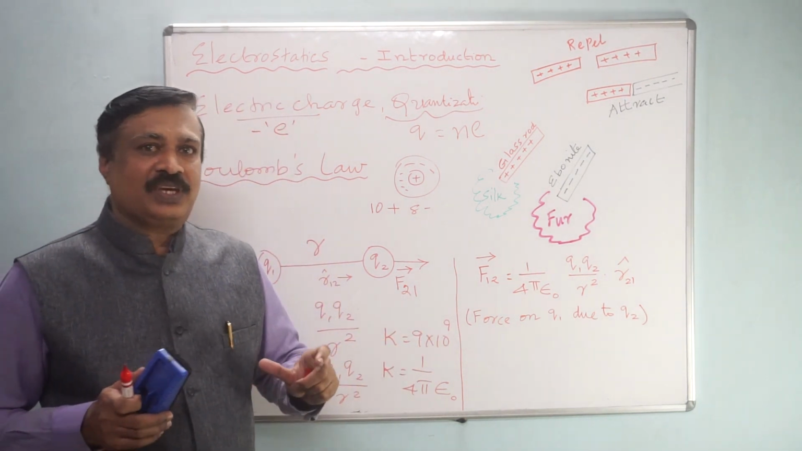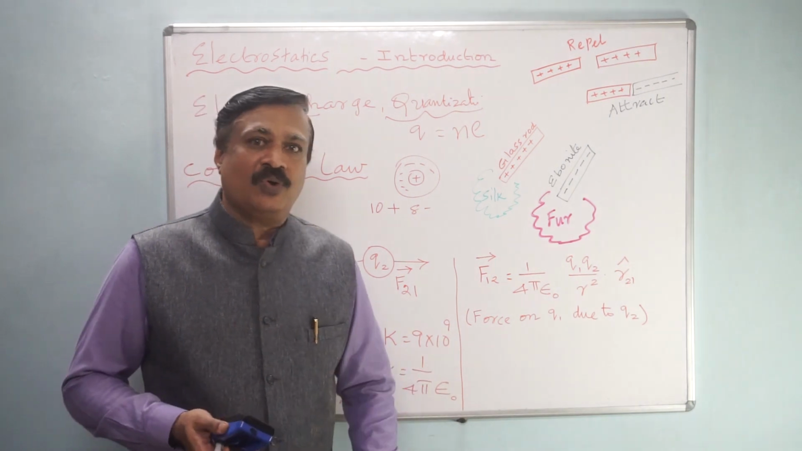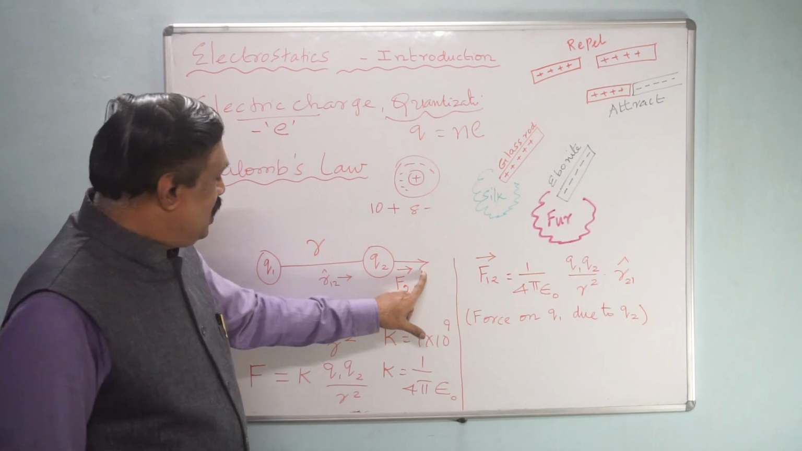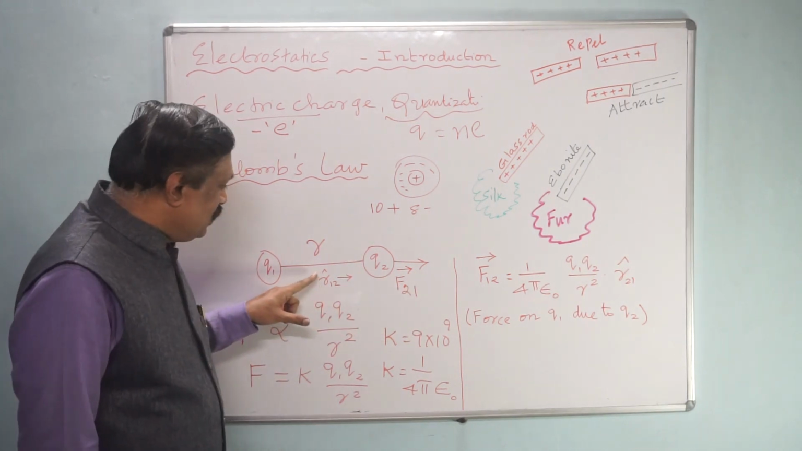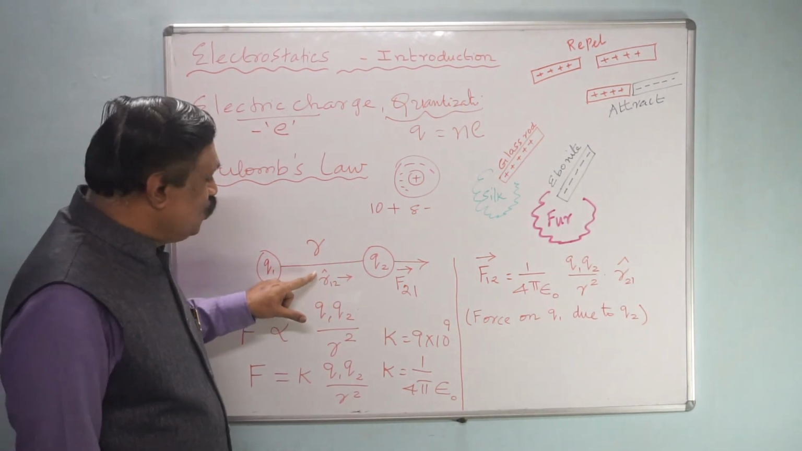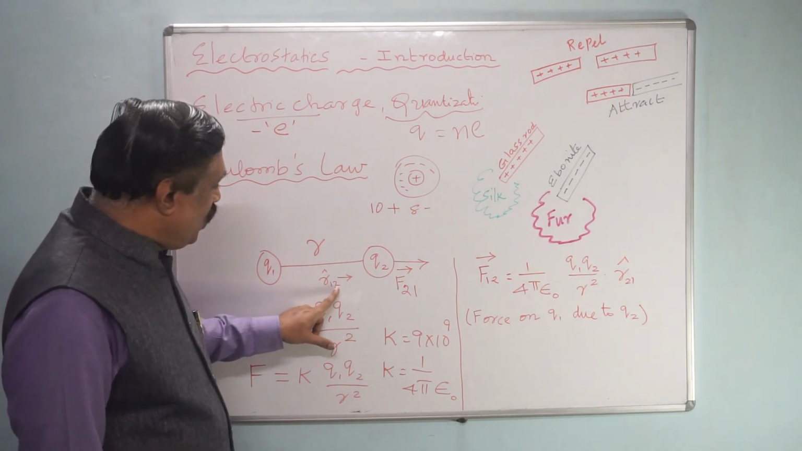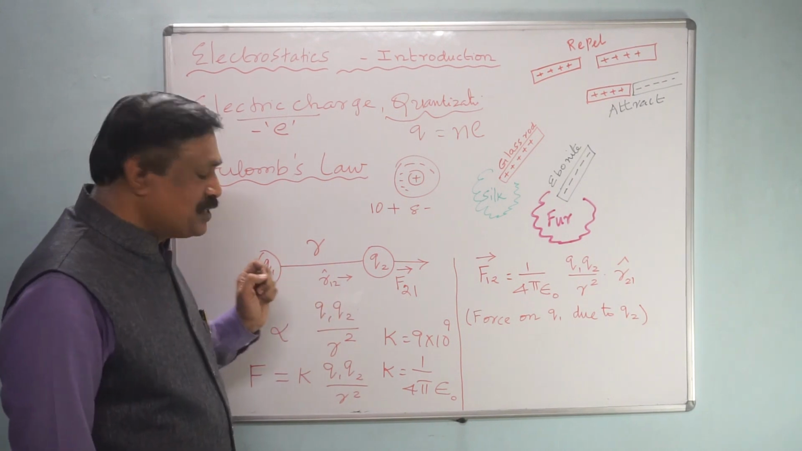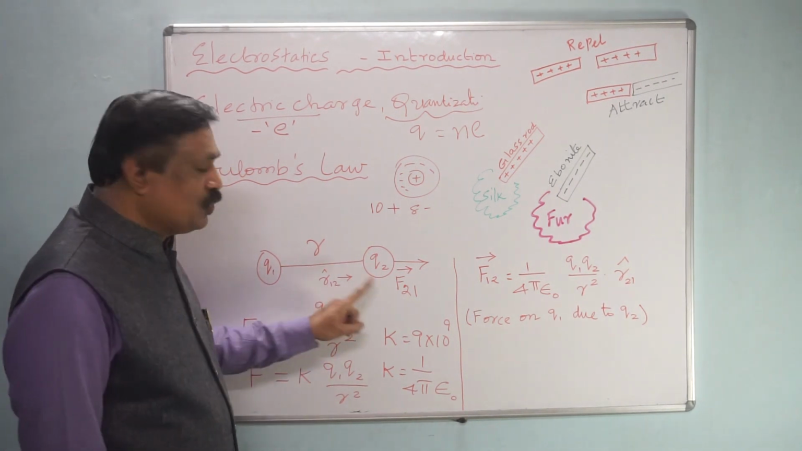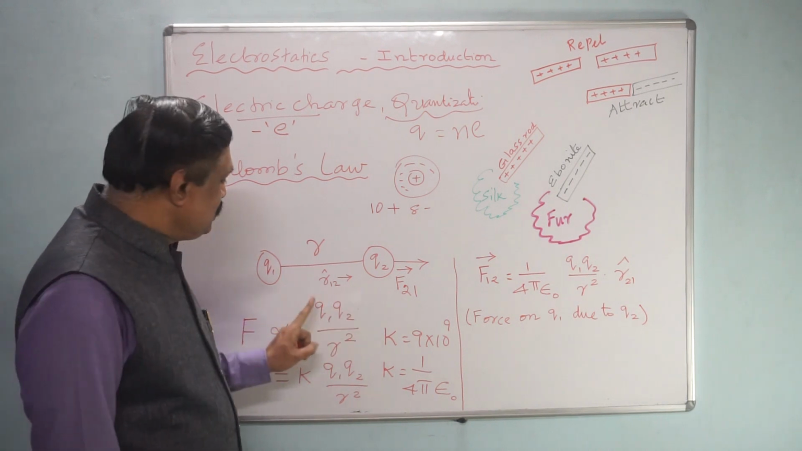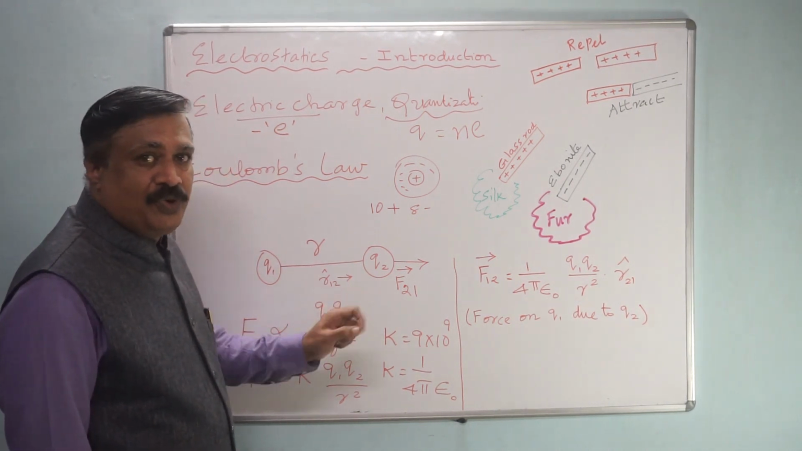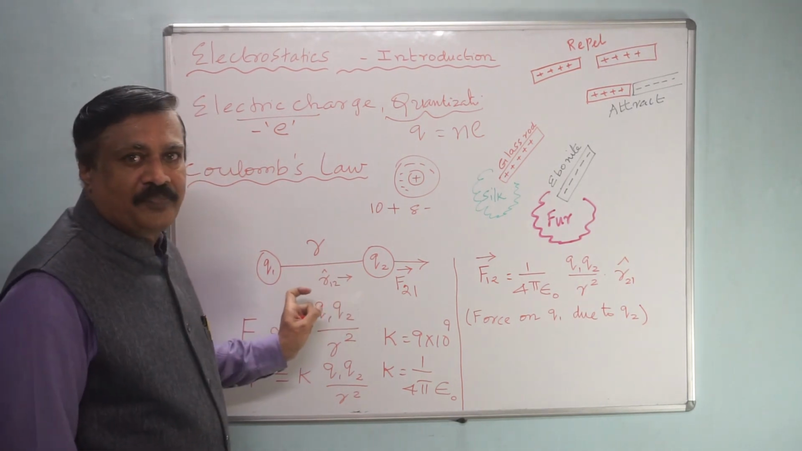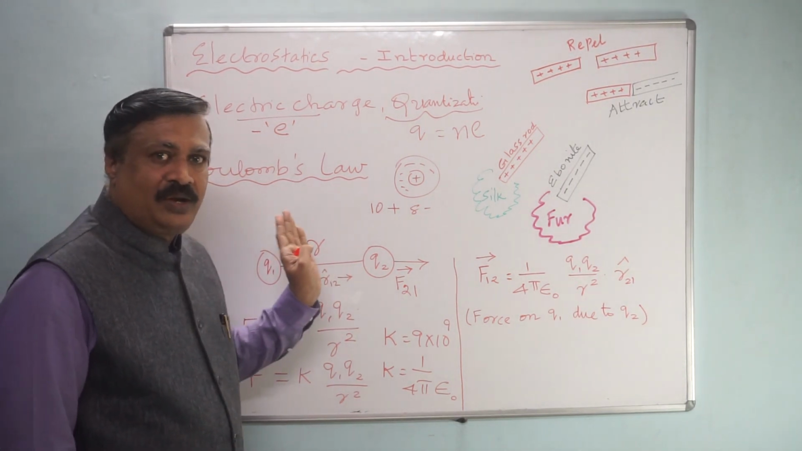Force means it is a vector quantity, already you know. Therefore, here I have put some arrow, and here I put this also. That means it is a unit vector. Here R12 I have written. That means it is a vector form, measuring the distance from Q1 to Q2. If you measure the distance from Q2 to Q1, then it is R21. That means both are equal and opposite.